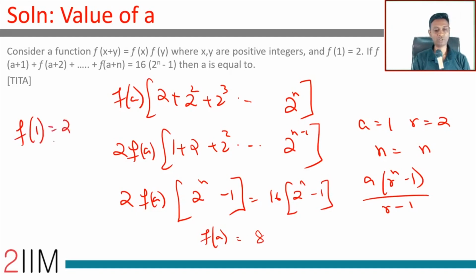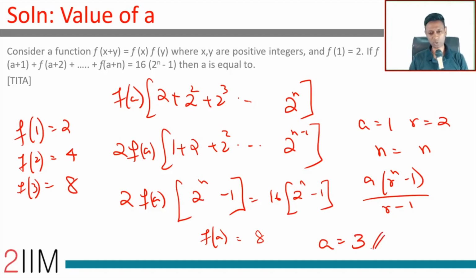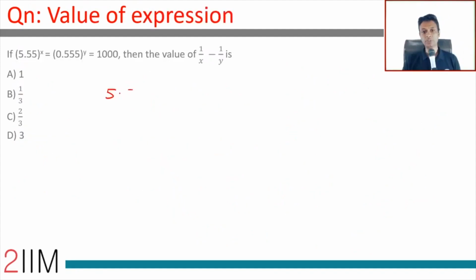F of 1 is 2. F of 2 is f of 1 into f of 1, 4. F of 3 is f of 2 into f of 1, 8. Or f of 3 is 8. A is 3. Wonderful question. First you have to identify that this effectively becomes a geometric progression. Then simplify and find f of a. And know that f of 1 is 2, f of 2 is 4, f of 3 is 8. That is the sequence we are talking about. F of a is 8, or a should be 3.